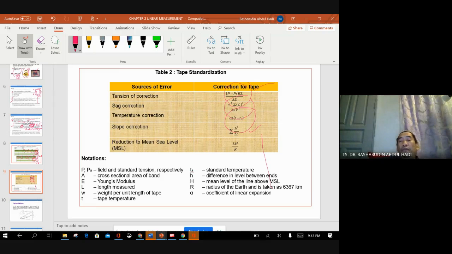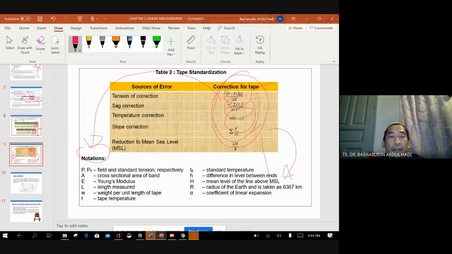If you do not understand the formula, follow the notation. For example, P, PS are the field and standard tension respectively. And if you do not understand all this terminology here, please refer to the notations. This is the table for sources of error and correction for tape, and this one is called the tape standardization table.